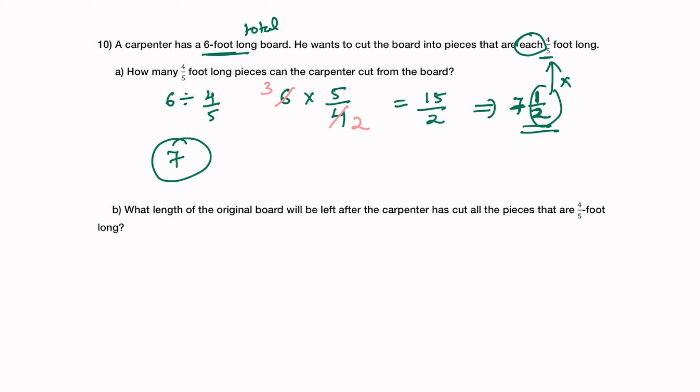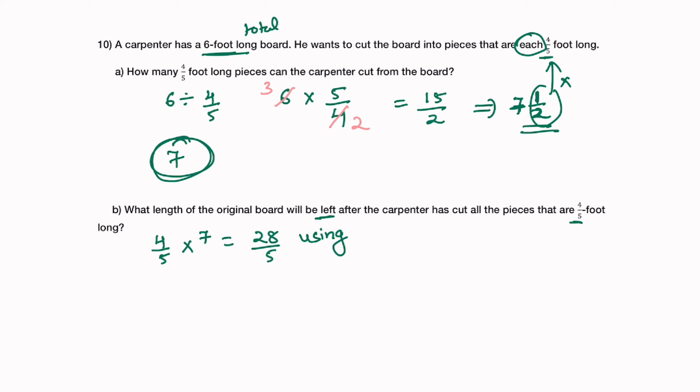What length of the original board will be left after the carpenter has cut all the pieces that are 4/5 foot long? So, what is left? This half that we have over here is left, right? So, how do we do that calculation? It's basically 4/5 is the length of each one, right? And how many could he make? 7. So we multiply with 7. 4 times 7 is 28, and 5 times 1 is 5. So that's what he is using.